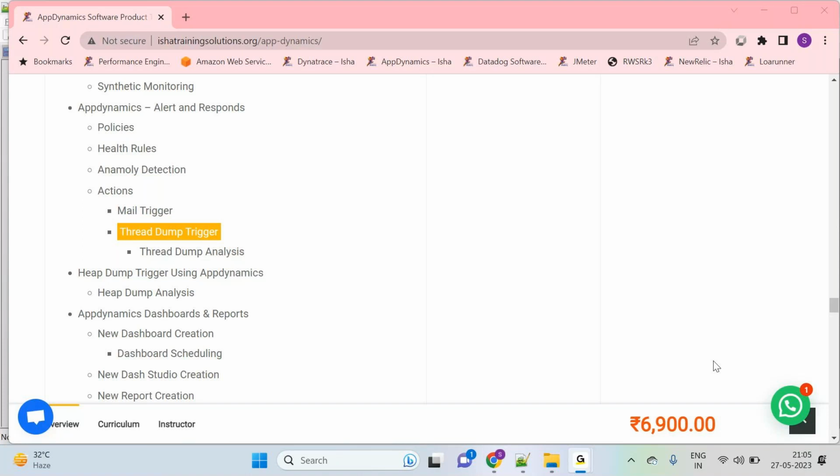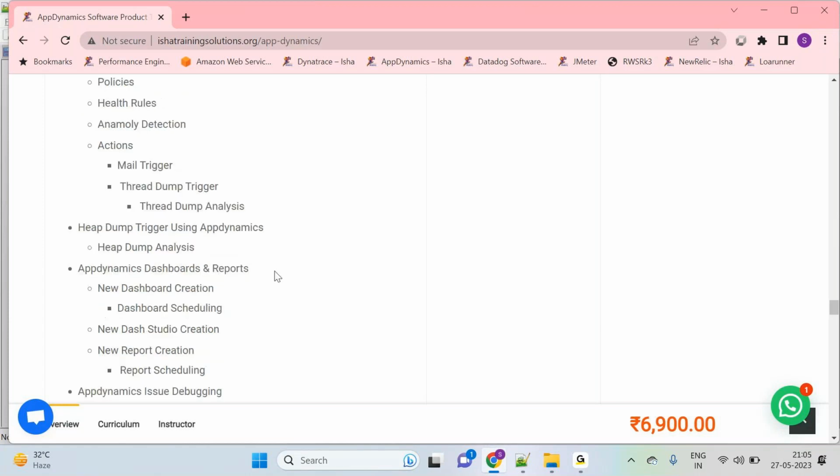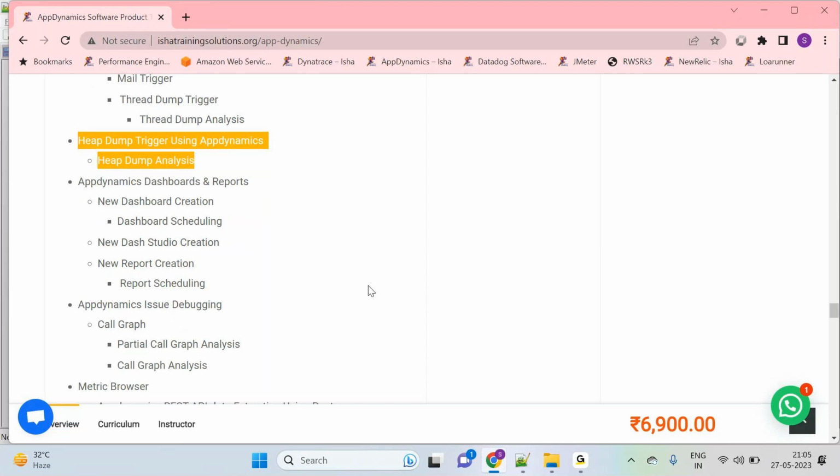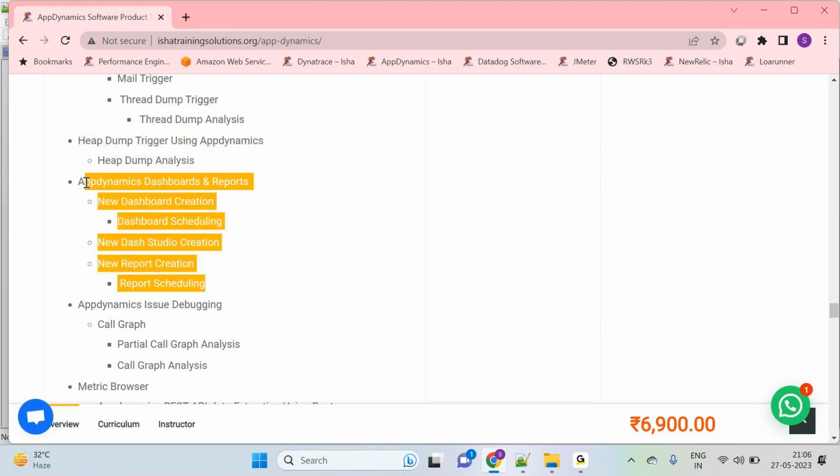See, once we touch upon thread dump, it is good that we touch the heap dump also, right? Yes, in AppDynamics, you have the option to trigger the heap dump also. So we are going to trigger the heap dump in AppDynamics and analyze the heap dump. That also we are going to discuss. And in AppDynamics, there is a capability to create dashboards.